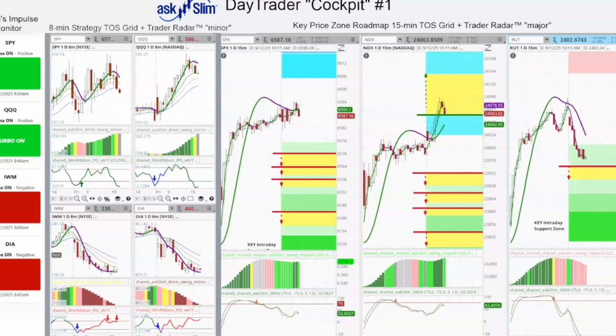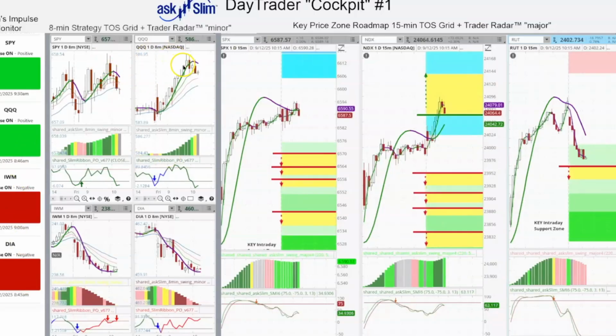So you can see, I'm just going to go through this quickly. The impulse monitor right over here is a general sense for directional conditions for what's going on right now for the day. In other words, when it's green, it's telling you positive conditions. The turbo on just went off. You could see that was on there, and that was telling you there was buying coming in, but now that seems to be slowing down. And you could see IWM and DIA, these are negative. So if you're a pair trader, you'll be able to pick out which ones you want to be long, which ones you want to be short.